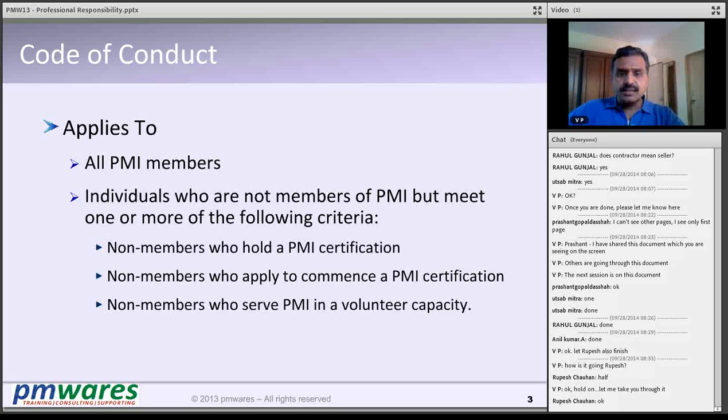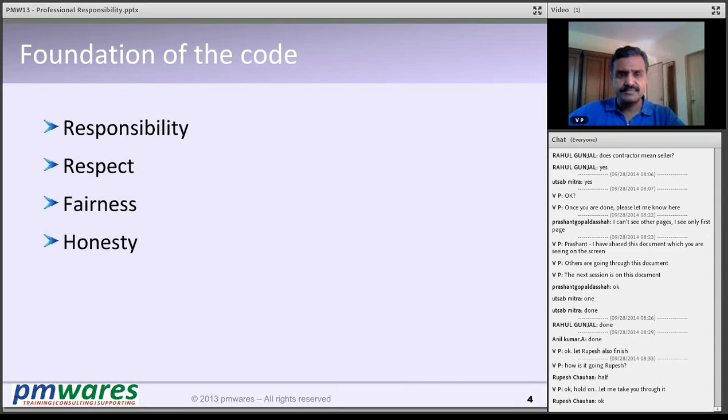Okay, now it applies to the PMI members and the credential holders, that is, if you are PMP certified, if you are PgMP certified, or any other certification you have taken from PMI, or if you are a volunteer to PMI. There are 4 parts of it: responsibility, respect, fairness, and honesty.